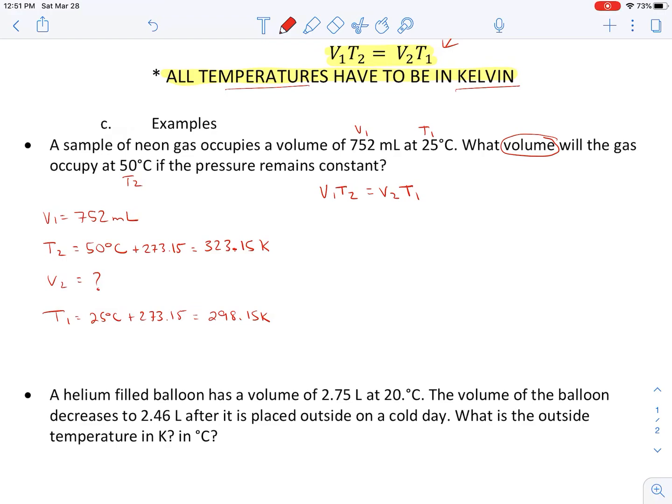Okay, so at this point, we're ready to plug it in and solve. I'm just going to plug in the numbers I have, 752 times 323.15. And then we're looking for V2, and we're going to times it by 298.15. At this point, we're trying to solve for V2, so we're going to divide each side by 298.15.